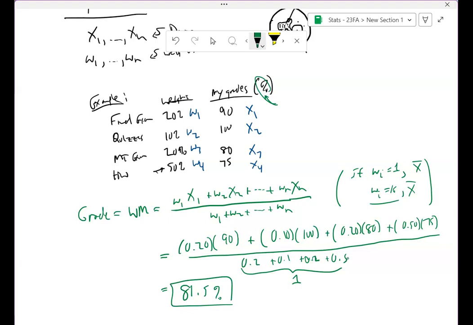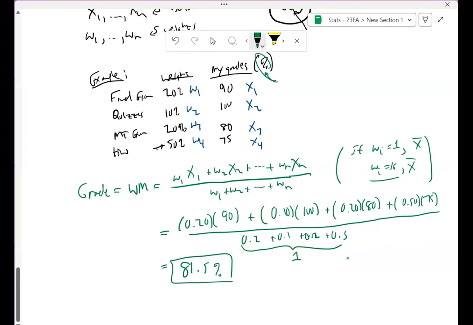And using this basic idea, we can ask questions like, well, let's suppose that I'm near the end of the semester. I don't have my final exam grade yet. And I want to know how well do I have to do on the final exam to get an A? Well, I replace this by a variable, let's call it maybe Y. And I set this equal to 90%, and I solve for Y.